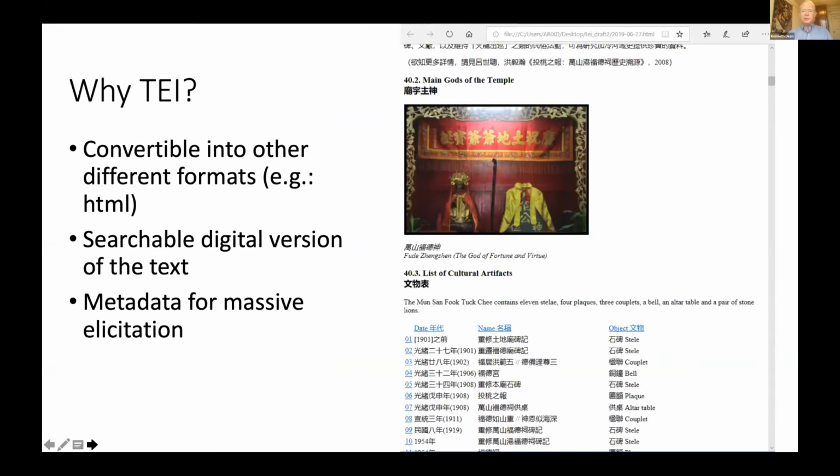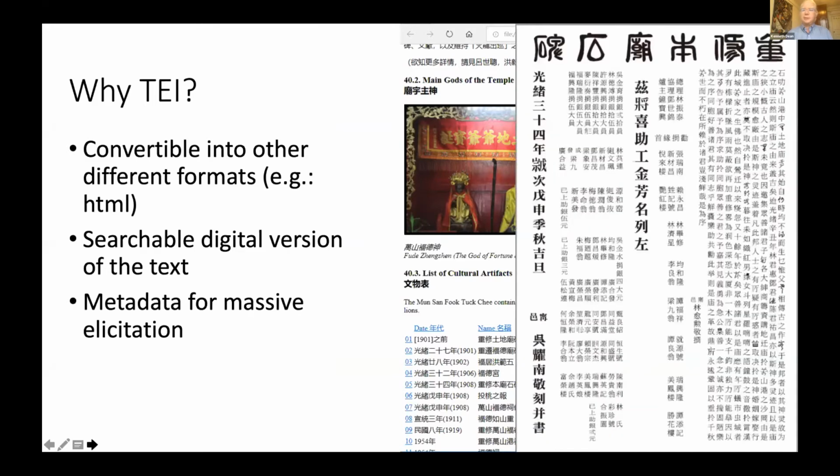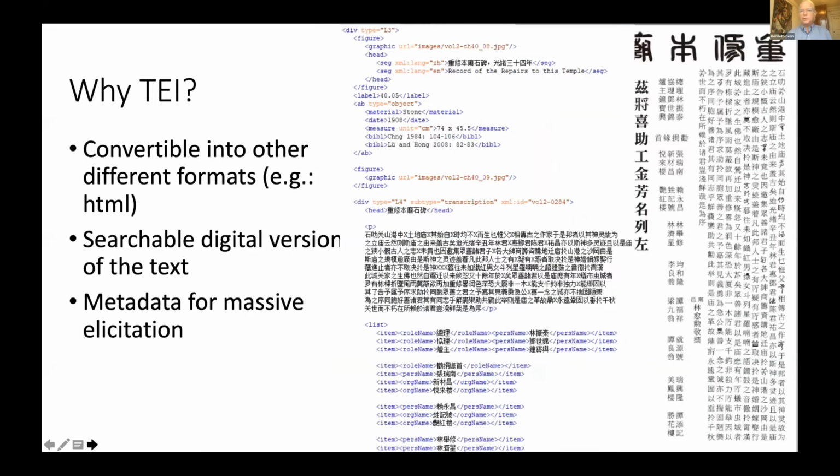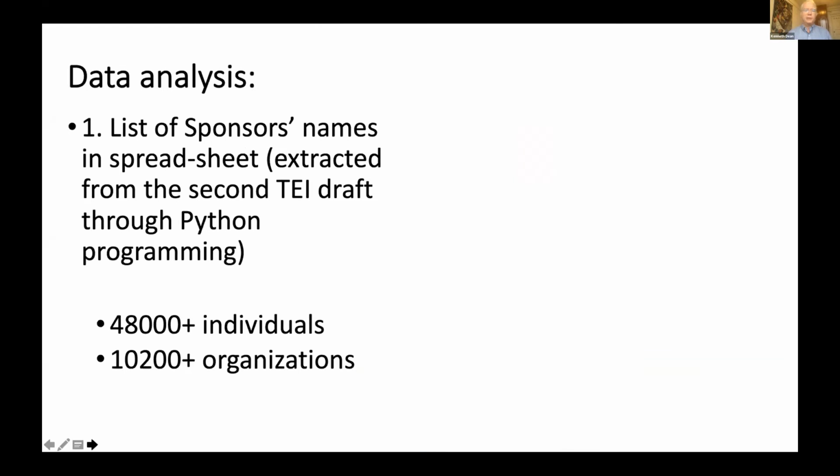So here's an example of a series of cultural artifacts. Then here's the inscription, and then this is what we turn it into in our text format, TEI text format, with labeling of different names and so forth. Basically, what this has allowed us to do is to find the names of about 48,000 individuals and over 10,000 shanghao, businesses, and chuanhao, boat companies that were active in the early period.